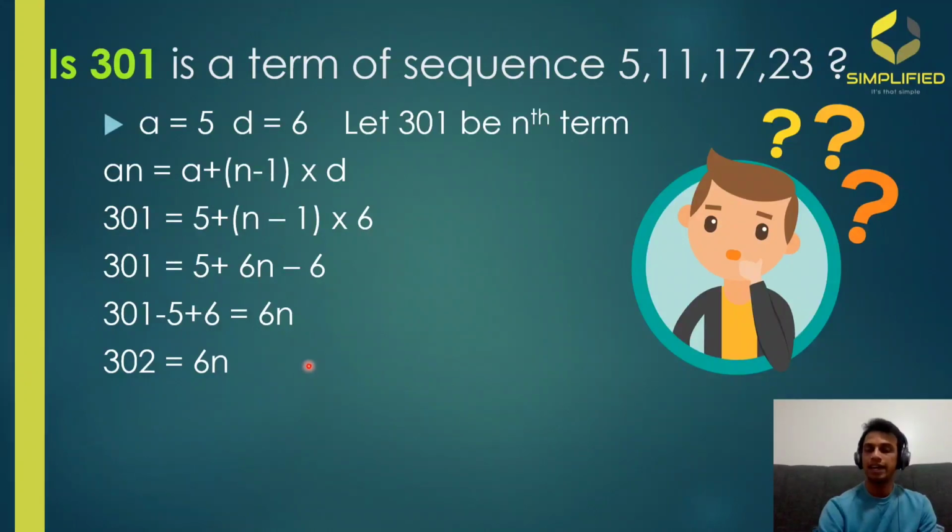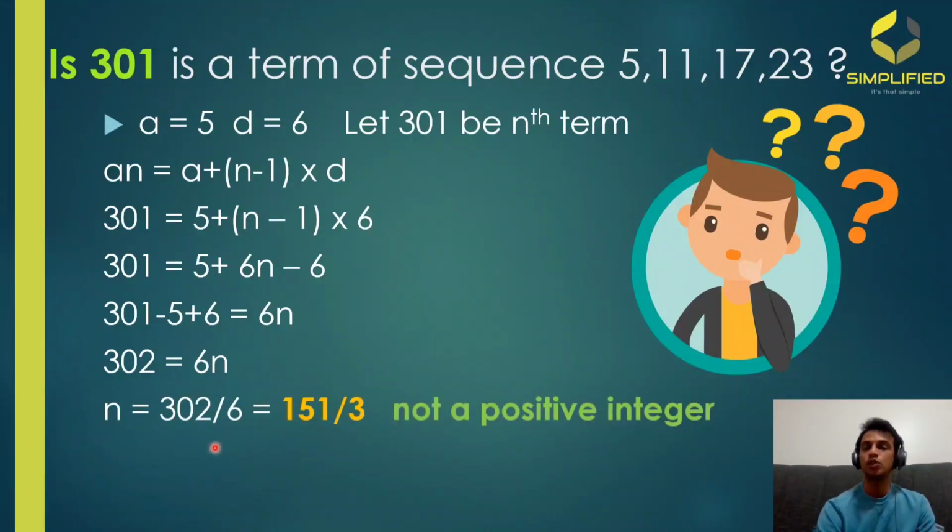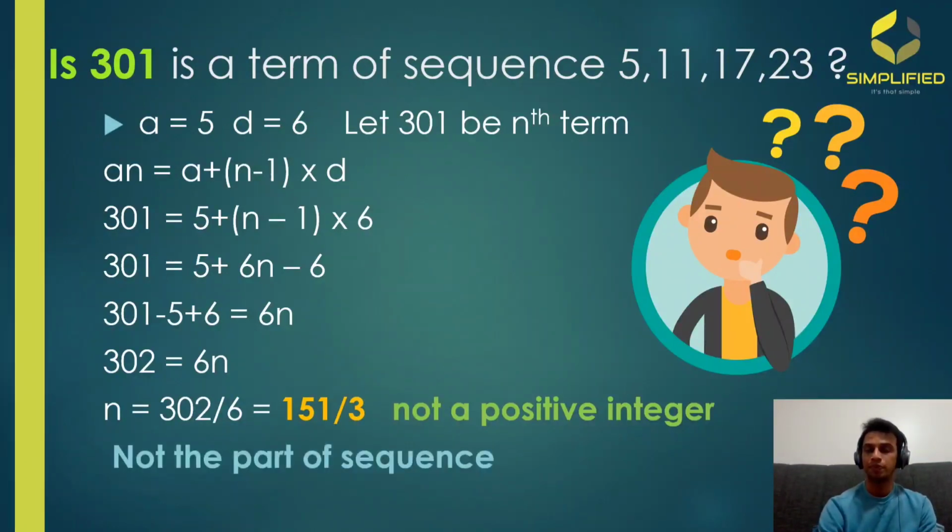In other terms, n is equal to 302 divided by 6, which is obviously a fraction. We can only simplify it one time, so we'll be getting the answer as 151 by 3. It is not a positive integer, and because of that reason, this is not a part of the sequence. Okay, so this is the first problem.